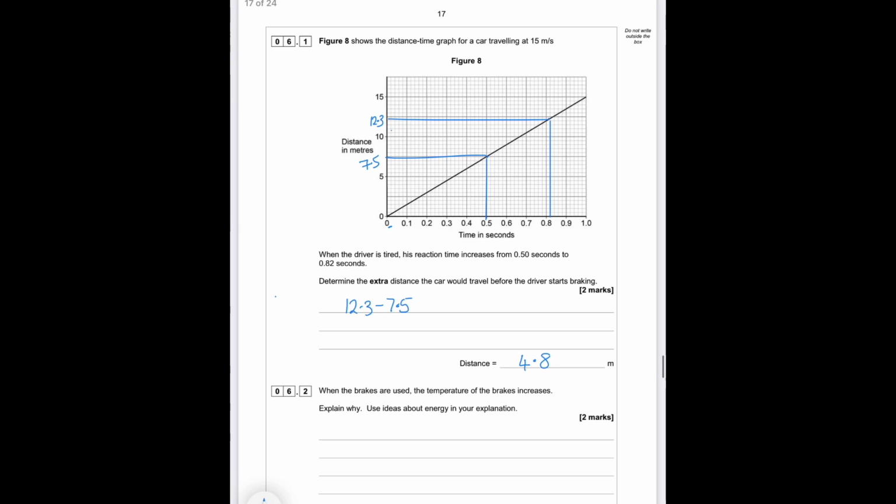Now, for the next part of the question, it says when the brakes are used, the temperature of the brakes increases. Explain why using ideas about energy in your explanation. So, if we're looking at this question, there's going to be a decrease in kinetic energy. The movement of the energy when you apply the brakes is going to decrease. It's going to be less because you're doing work on the brakes by using friction. And when we're doing work by causing friction on the brakes, that increases the internal energy store or the thermal energy store of the brakes. So that would therefore increase.